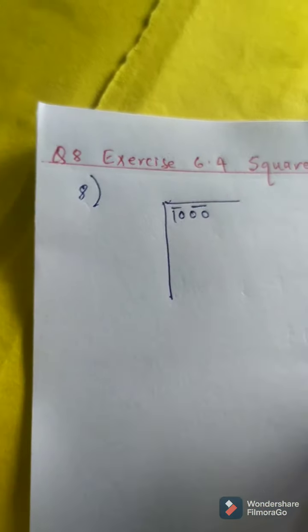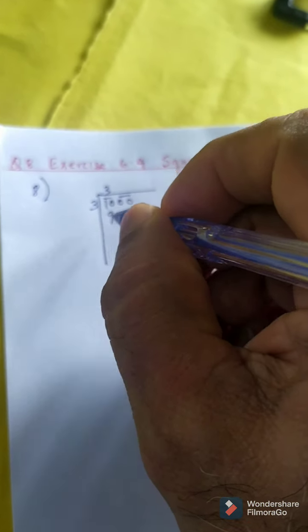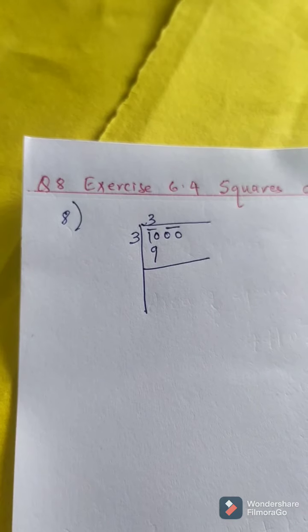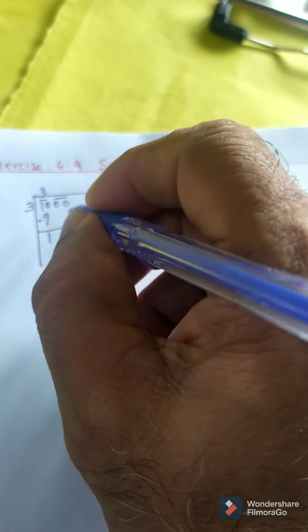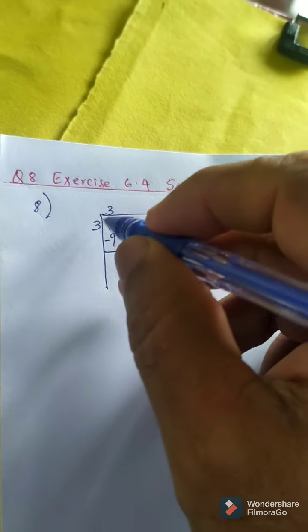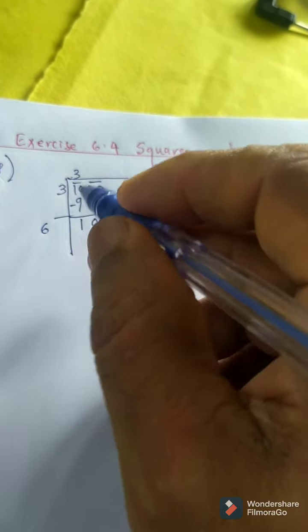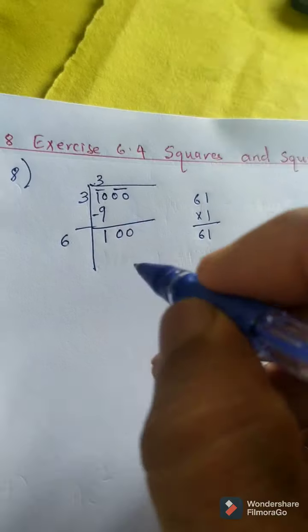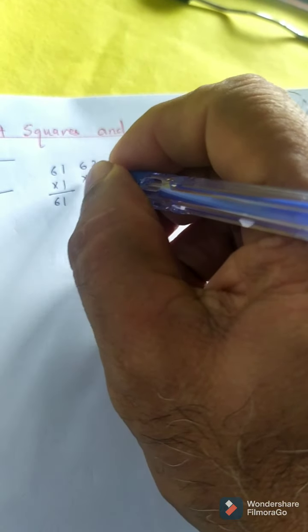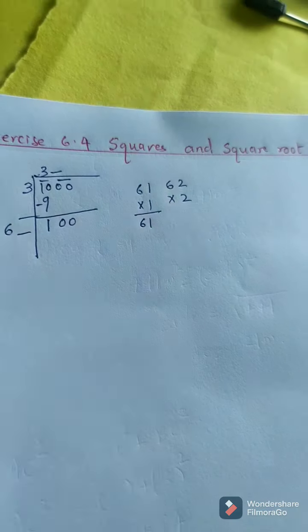Let us do it. 1000. First of all, pair it. 3 3s are 9. We'll take minus 1 and these 2 zeros carried further. So 3 plus 3 is 6. So we have to take this in such a way that 61 into 1 is 61. Here it is 100. So we'll try 62 into 2. Here and this number will be the same number.